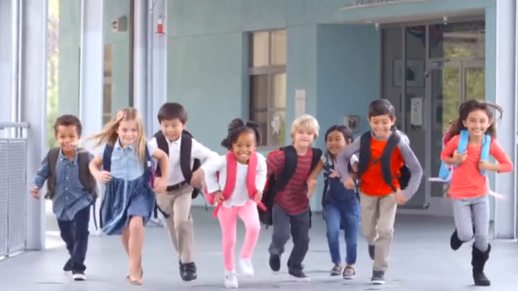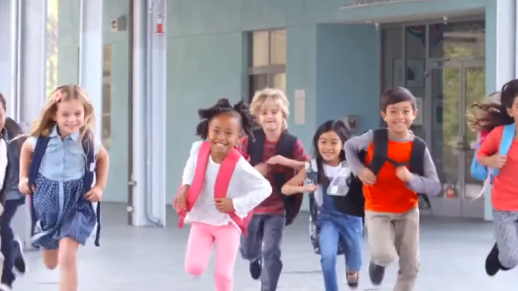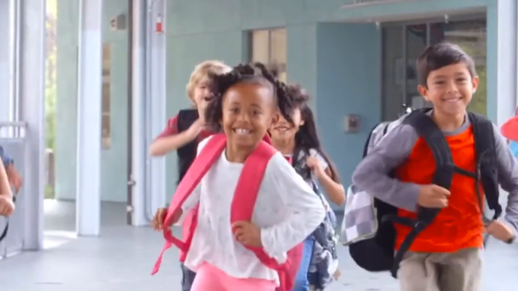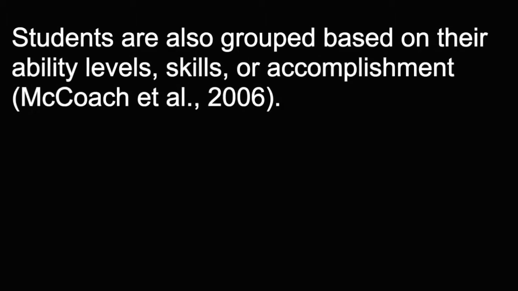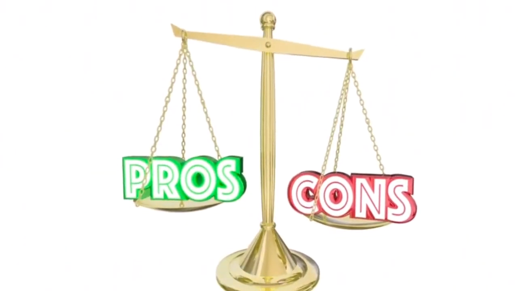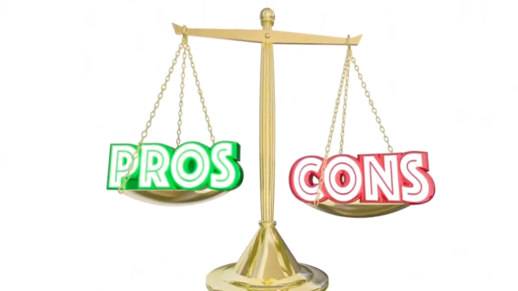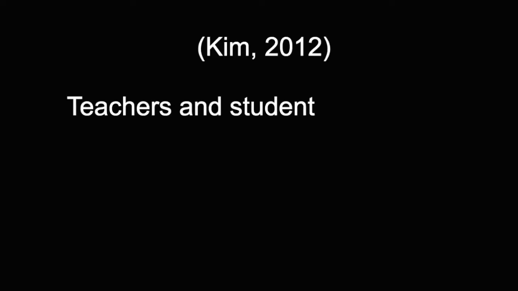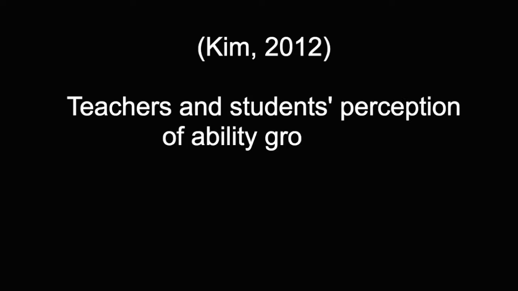In recent decades, students have been grouped into classes based on their ages, which makes classrooms diverse. Students are also grouped based on their ability levels, skills, or accomplishment, which is known as ability grouping. Now, let's have a look at some advantages and disadvantages of this type of classroom. Kim indicates teachers' and students' perceptions of ability grouping.